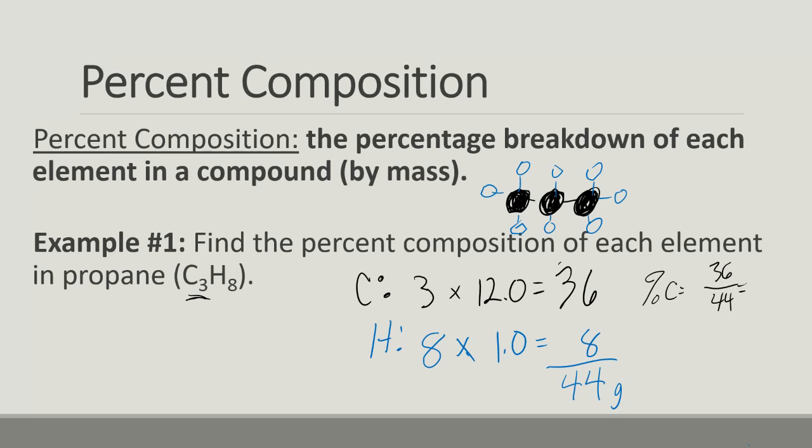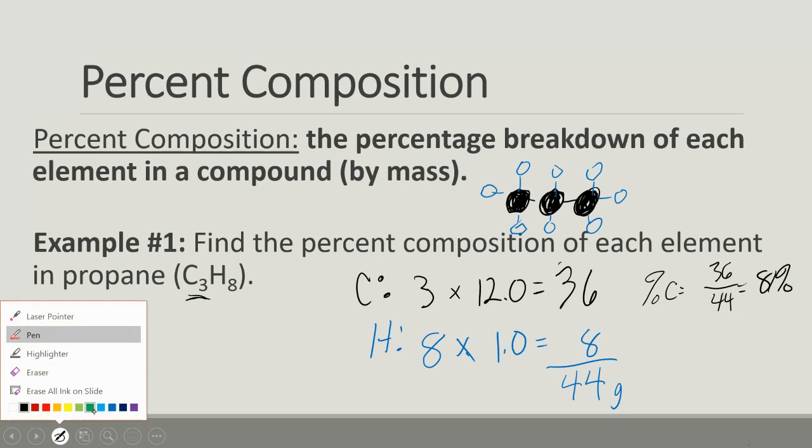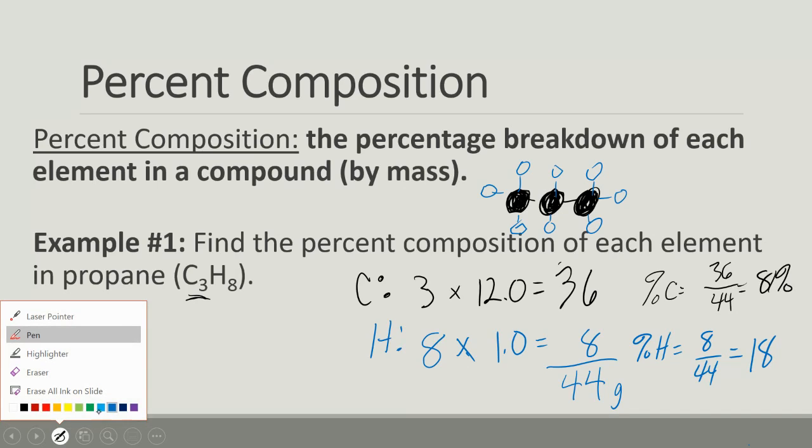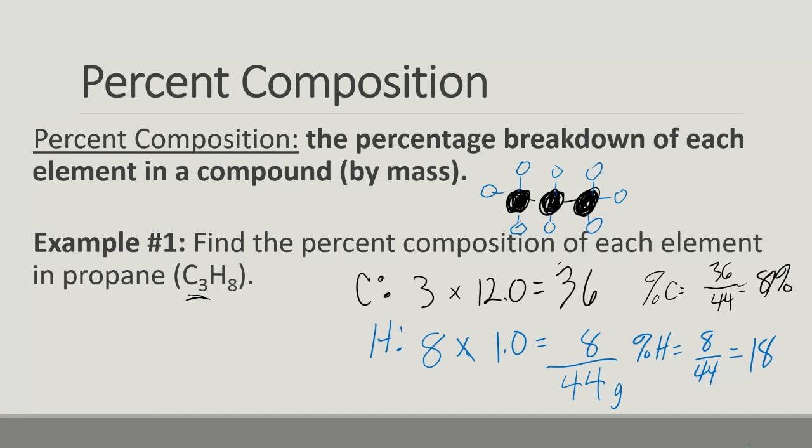So let's do that real quick. So that's 81% of that. And then you can subtract actually and figure out that this one's going to be 19%, but we can do it the other way as well. So that's going to be the percent hydrogen. It's going to be 8 divided by 44, which is actually 18. So I guess that was 82. I didn't round. So that should have been 82 if I looked.